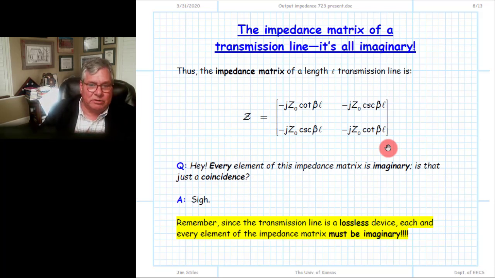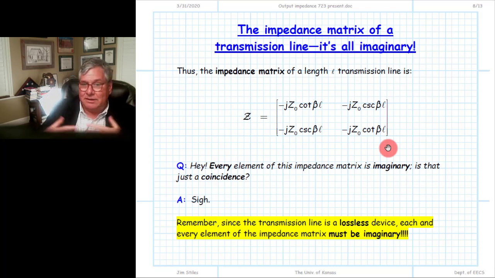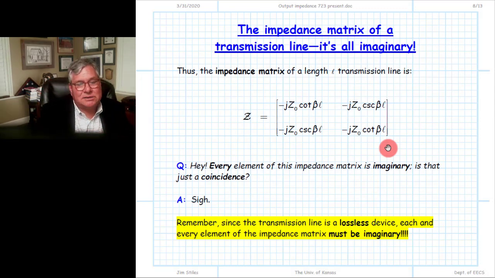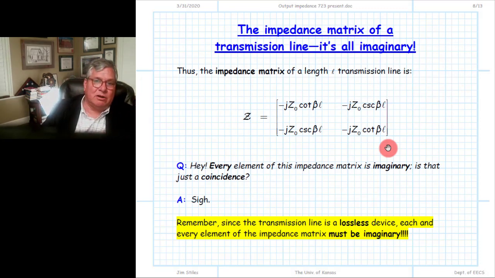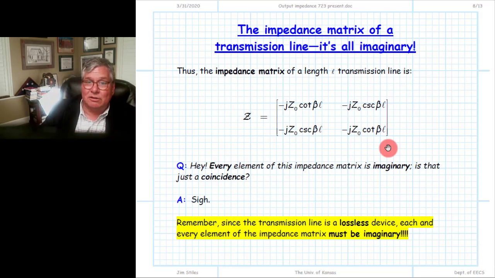Now, one thing we notice about each element of this impedance matrix is that each element is purely imaginary. There is no real part. The real part of all four elements are equal to 0. And is this a coincidence? Is this a surprise? And hopefully it's not. In fact, this is a sanity check on our analysis, because a lossless transmission line is, of course, lossless.